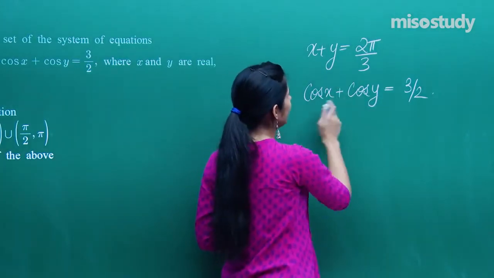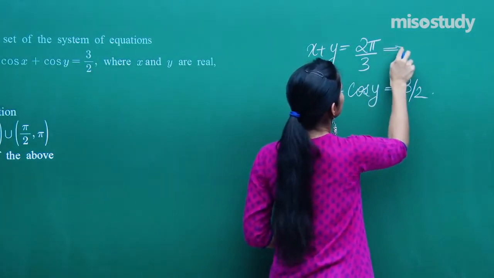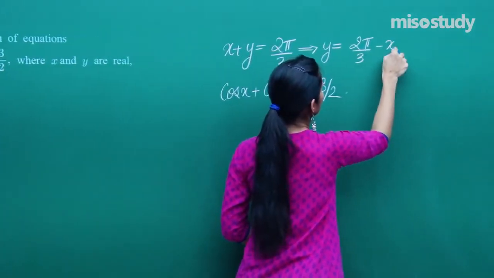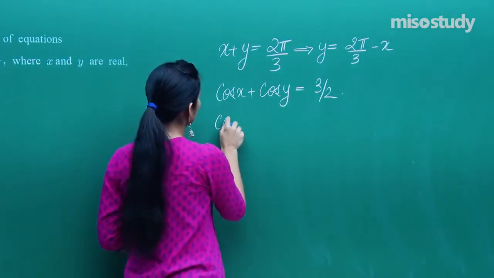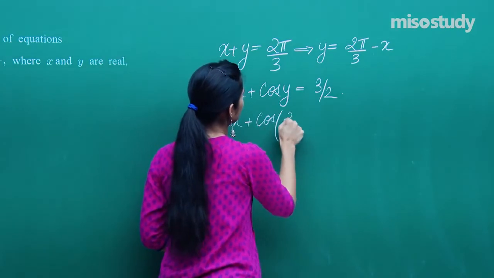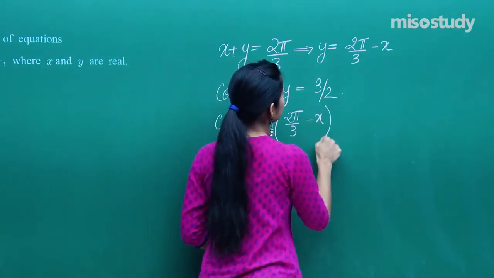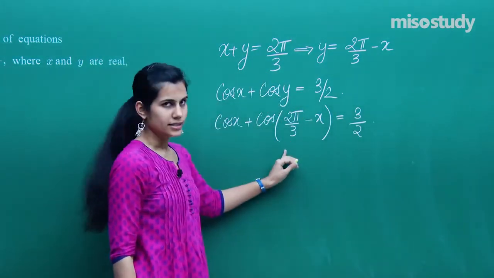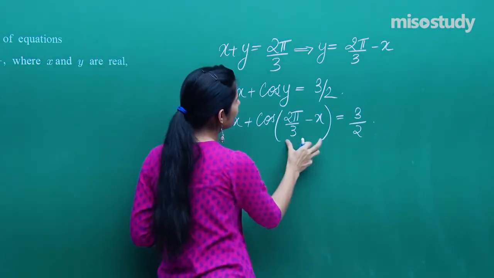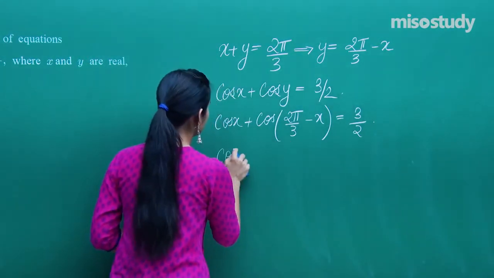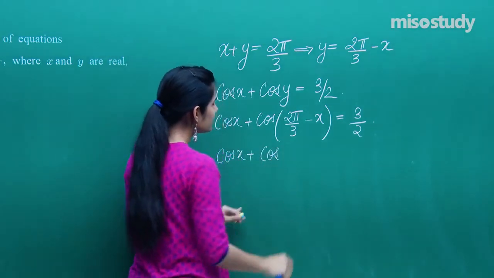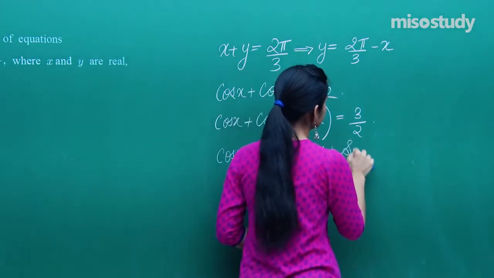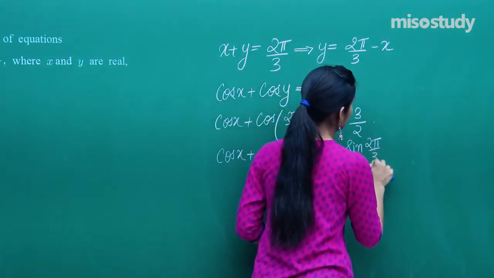Fine. This and this. Now if x plus y is 2 pi by 3, this means I can write y as 2 pi by 3 minus x. And so this becomes cos x plus cos of 2 pi by 3 minus x equals 3 by 2. Fine. Now what is this? This is cos of a minus b, which is cos a cos b plus sin a sin b.